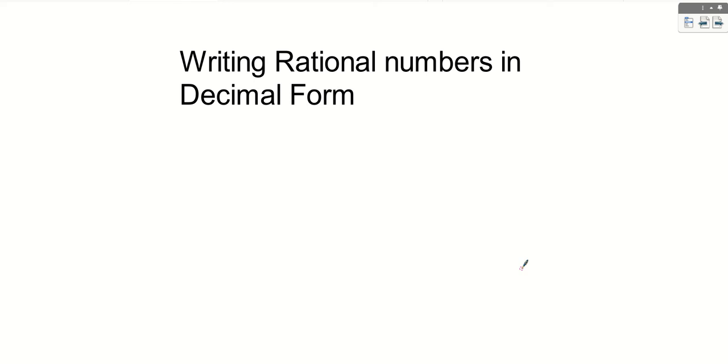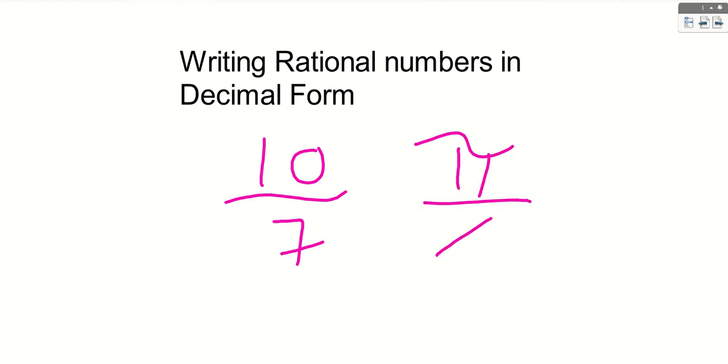This is Math Time with Mr. G, and today we're going to talk about writing rational numbers in decimal form. So rational numbers just means that it is something that makes sense, something that we've seen before, like 10 and 7. If you see a crazy symbol, that is something we haven't seen before.